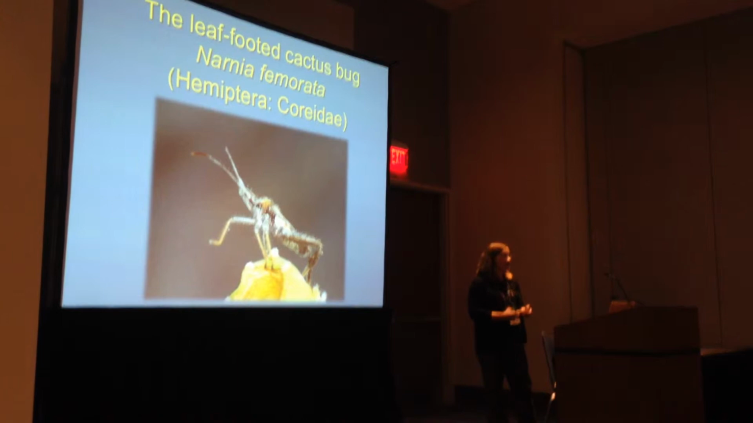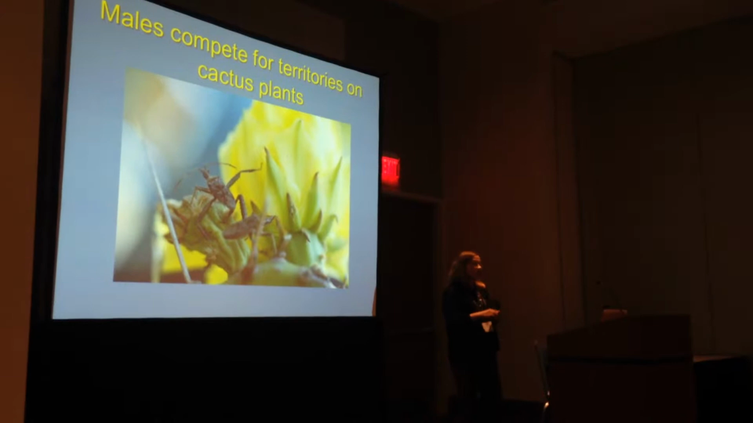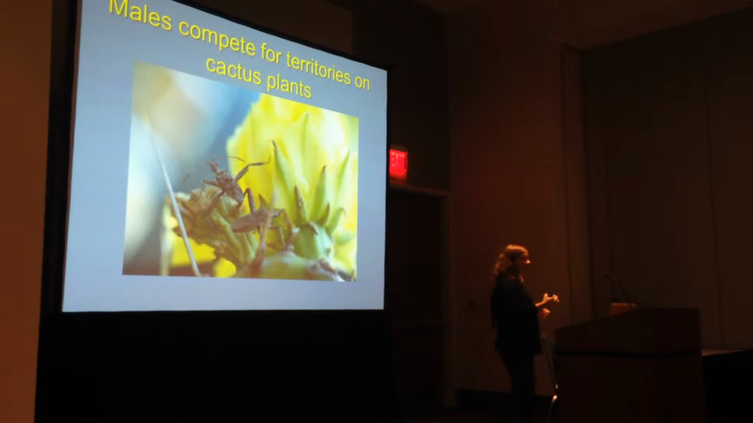In north central Florida, this species uses Opuntia humifusa, a prickly pear cactus, and males compete for territories on cactus plants. And you can see this male right here, he's displaying his hind legs. So this is often how competitions start.